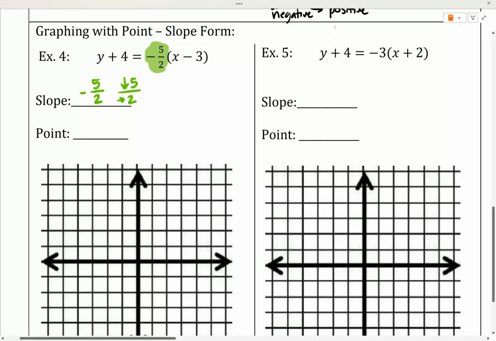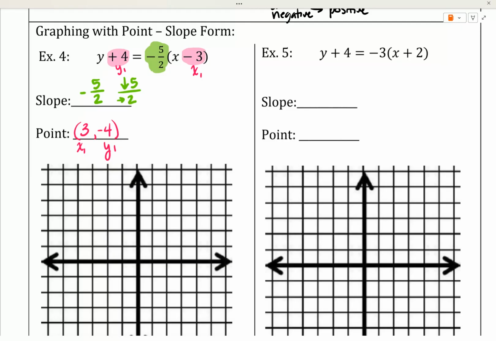For our coordinate, for our point, we're going to look at what is being added or subtracted to our y and x. So remember, we are supposed to have subtraction. So if we see subtraction, the value is actually positive. So our x1 is 3. And our y1 has addition in front, so it's the opposite sign. It's actually negative. So 3, negative 4 is our x1, y1.